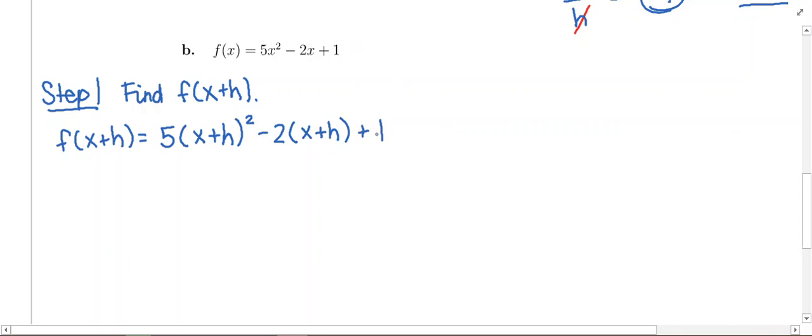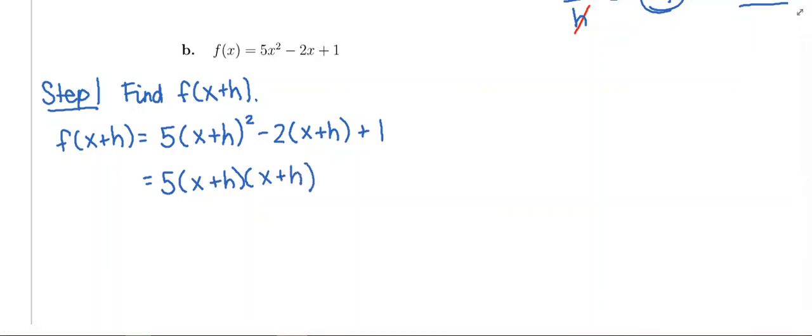Okay, now we absolutely have to simplify before we move on. So we've got to multiply all of this out. Okay, so I'm going to write it out this way. This is 5. The x plus h is what's squared here. The 5 is not squared, only the quantity that's in parentheses. So if you square x plus h, that means you're going to multiply it by itself. So this is going to be 5 times x plus h times x plus h.